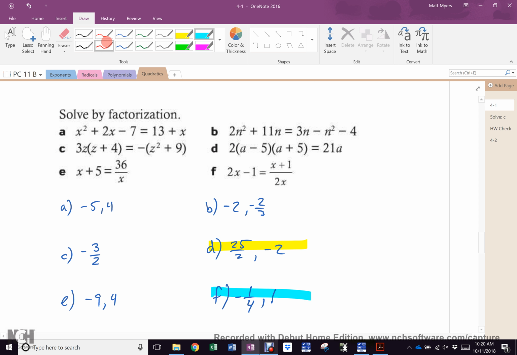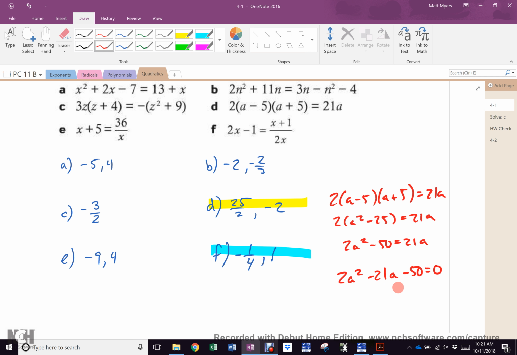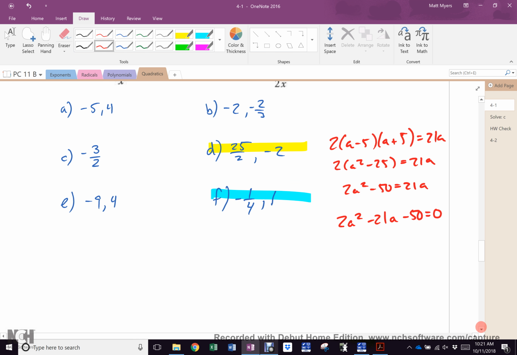D is right here. D is (2a minus 5)(a plus 5) equals 21a. Yeah? All right. The way I would do this is get it to where I am comfortable with it, which is 2a squared minus 25 equals 21a. 2a squared minus 50 equals 21a. 2a squared minus 21a minus 50 equals 0. Then I would factor it, except that does not indeed factor. Does it? Let me check.